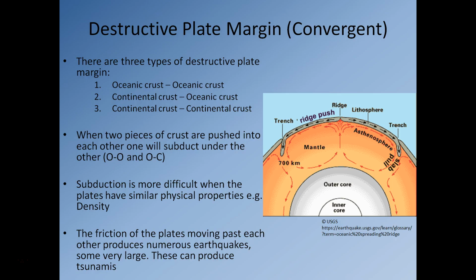The friction of these pieces of plate banging into each other and moving past each other will produce numerous, very, very large earthquakes. It will produce lots of volcanic activity in the case of ocean-ocean and ocean-continent collisions. And in some cases, in the case of ocean-ocean and continent-ocean collisions, they will also produce tsunamis.